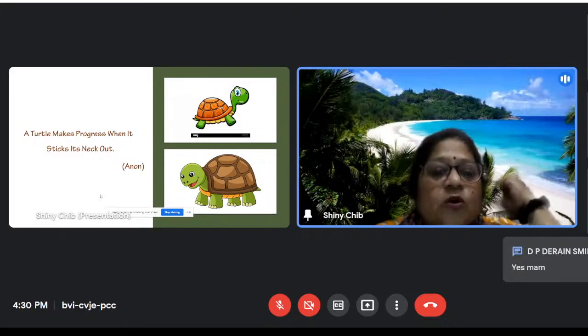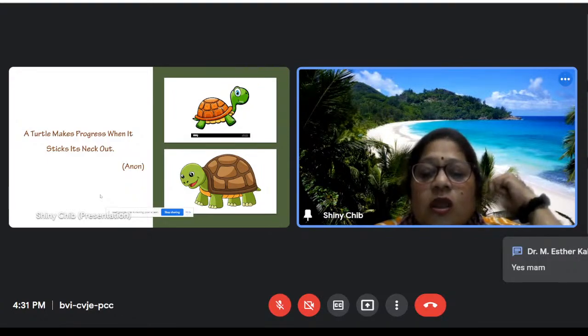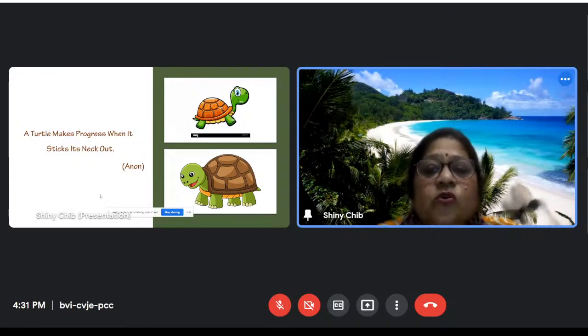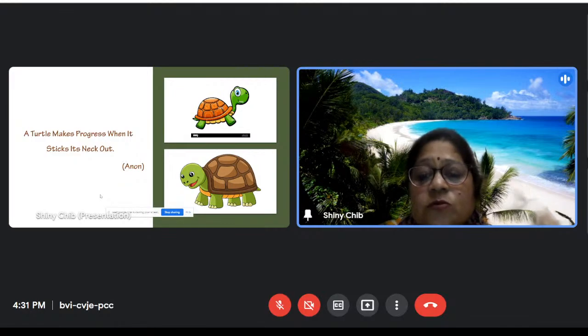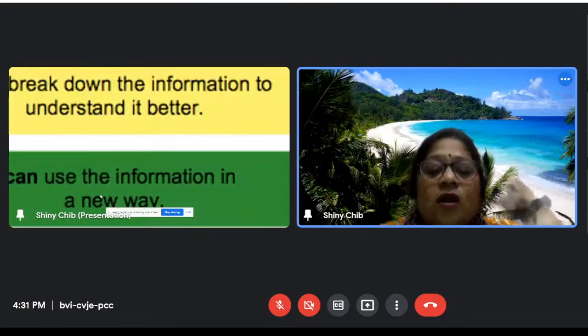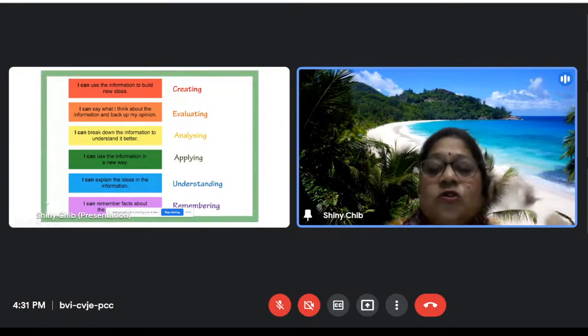A turtle makes progress when it sticks its neck out. So the philosophy here is: if you want to improve, you have to take the efforts. Nobody is going to take the efforts on behalf of you. So what we are trying to do is give an ecosystem to students where they can take efforts, participate, and add more value to their skill set. So this is the 6th level.